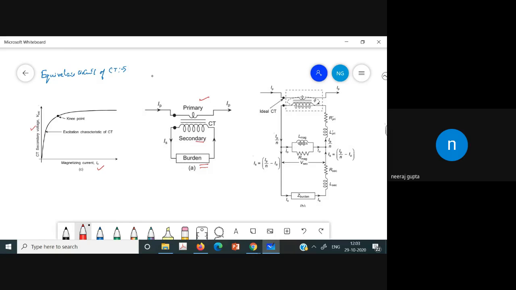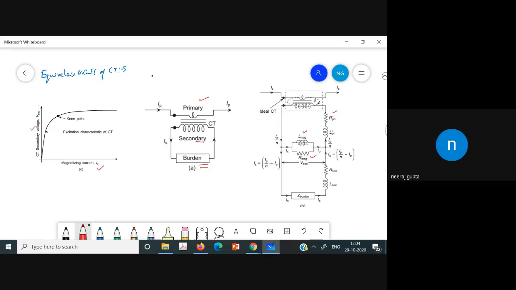Now here we will have the equivalent circuit of the CT. In this case, it is similar to the equivalent circuit of the transformer. This is the primary resistance. This is the primary leakage reactance, which is referred to the secondary side. Since it is referred to the secondary side, we will have the magnetizing branch here, and then the secondary resistance and the secondary leakage reactance, and the burden is here, that is Z burden.